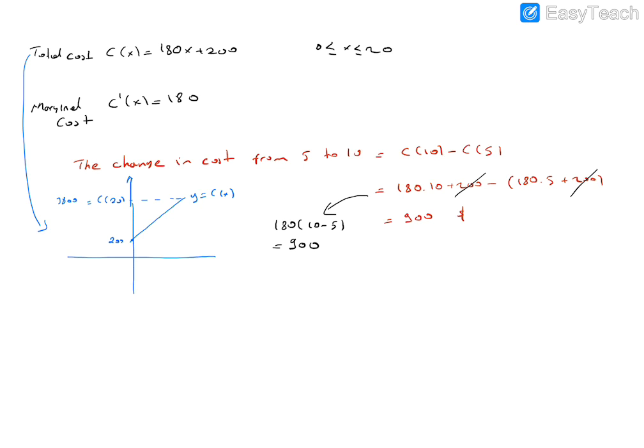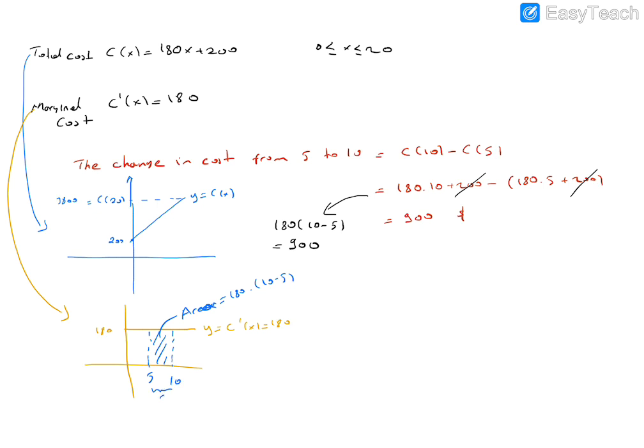Let's sketch the graph of the marginal function. This is constant, so this is the graph of y equals C prime of x, which is 118. Okay, this is 118. So from 5 to 10, this is 5, this is 10. The area of this region exactly equals 118 times (10 minus 5), because this distance is 5, this distance is 118, so this is 900. Okay, as you see, these are the same.